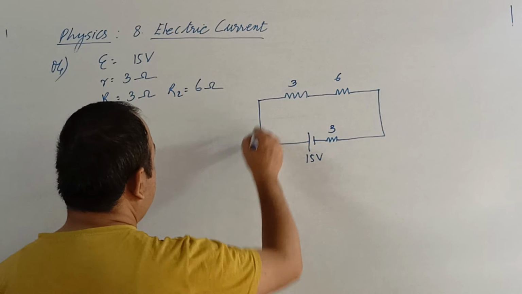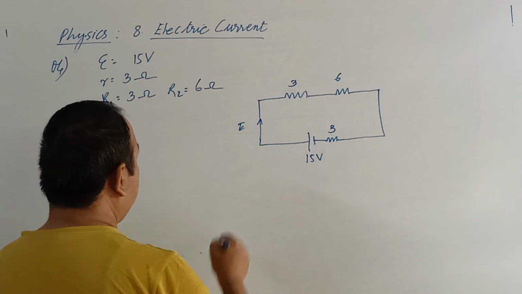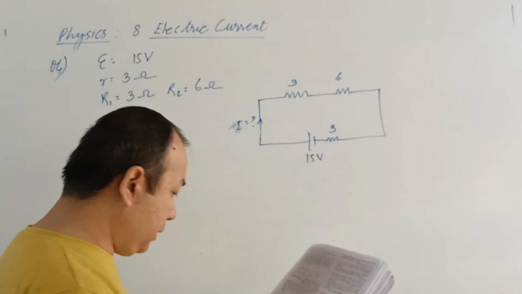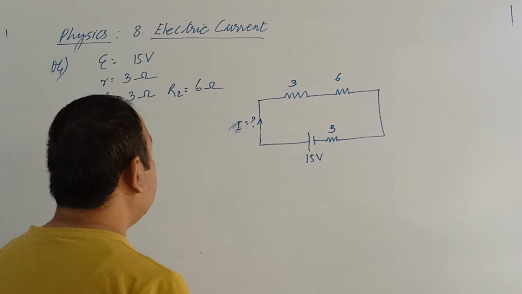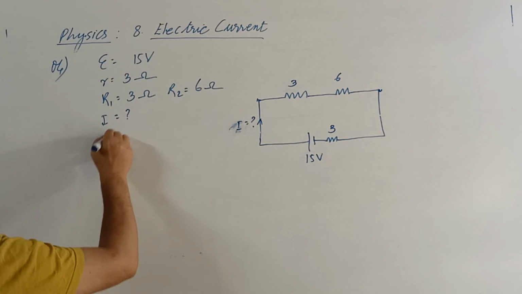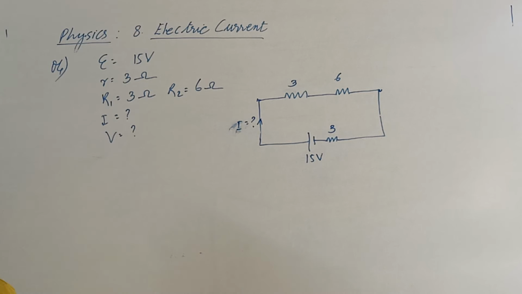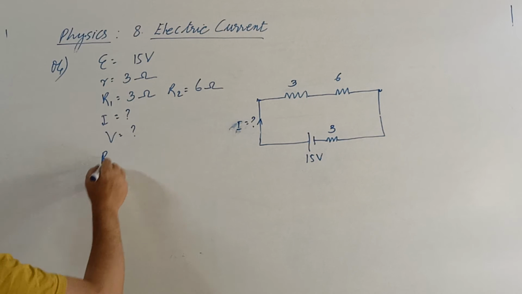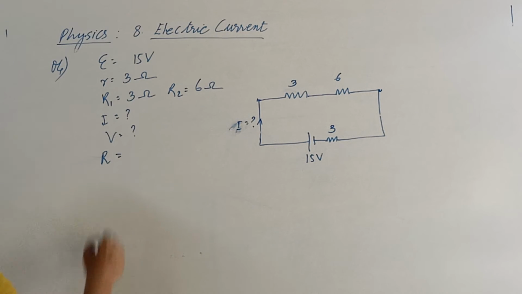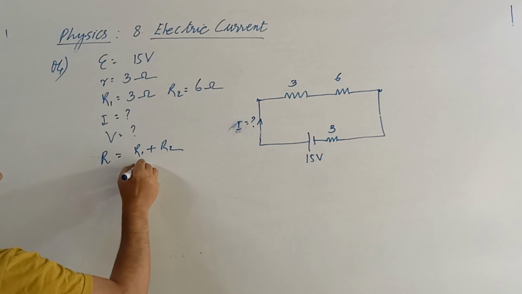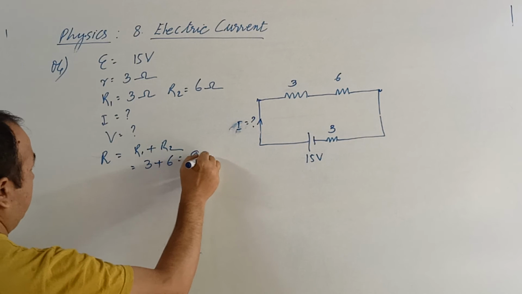Now next, the current flowing through the circuit, we need to find first. Then after that, the potential difference between the terminals of the battery, that is, between these 2 points, the terminal voltage, we need to find. So two things we need to find. Number one, the current, and then the terminal voltage. So first we will find the total external resistance, excluding the internal resistance. As they are connected in series, it is R1 plus R2, which is 3 plus 6, equal to 9 ohm.